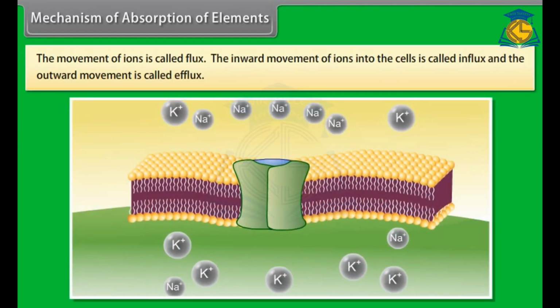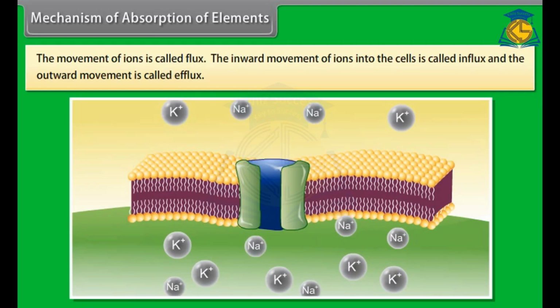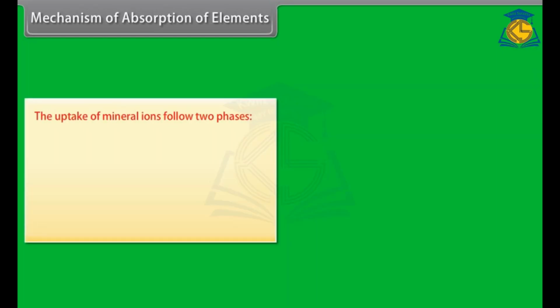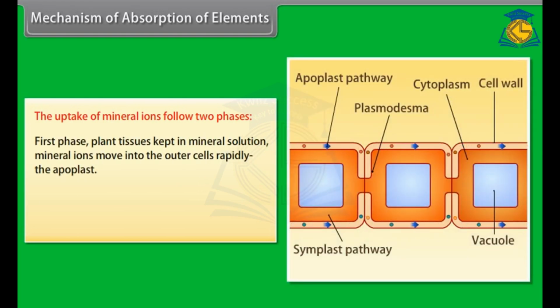Mechanism of absorption of elements. The movement of ions is called flux. The inward movement of ions into the cells is called influx, and the outward movement is called efflux. The uptake of mineral ions follows two phases. First phase, plant tissues are kept in mineral solution.